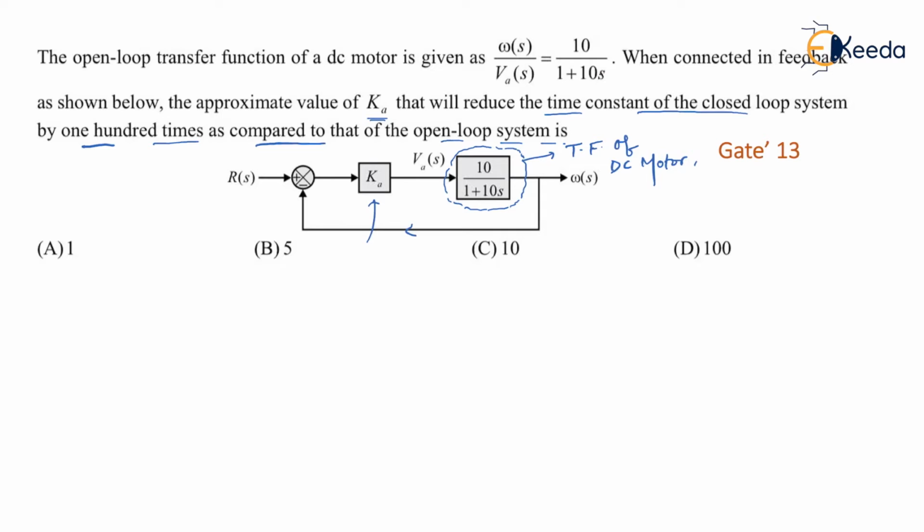I hope you understood the question. What I want, the approximate value of Ka, is some gain which will reduce the time constant of the closed loop system by 100 times as compared to the open loop system. So for the open loop system, whatever time constant I get, if you want to reduce it by 100 times, what should be the value of Ka?